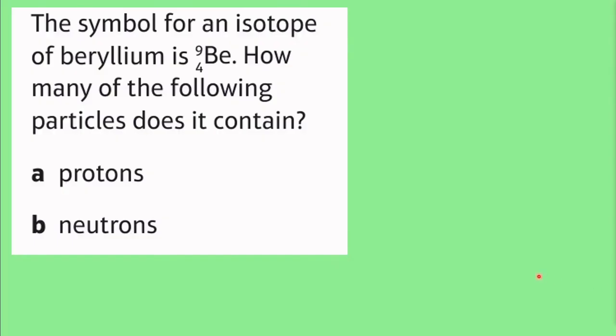Okay, and the last question for today. The symbol for an isotope of beryllium is 9,4Be. How many of the following particles does it contain? Protons and neutrons. Have a go at this question, and then I'll go through it in a moment.